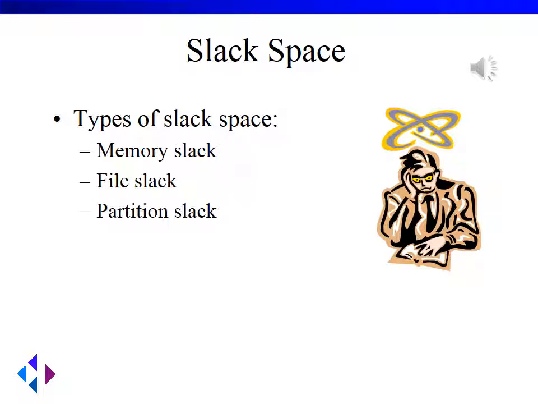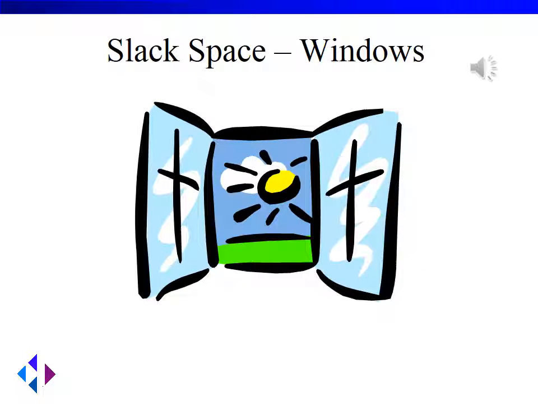Before we get more in depth in slack space, you should know there are 3 types of slack space. There's memory slack, which refers to RAM memory. There's file slack, which would be slack that is in the allocated side of the files. And there's partition slack. And like the name says, it's slack space within a partition. For the sake of this class, we're going to be talking about slack space that's contained within the Windows operating system environment.